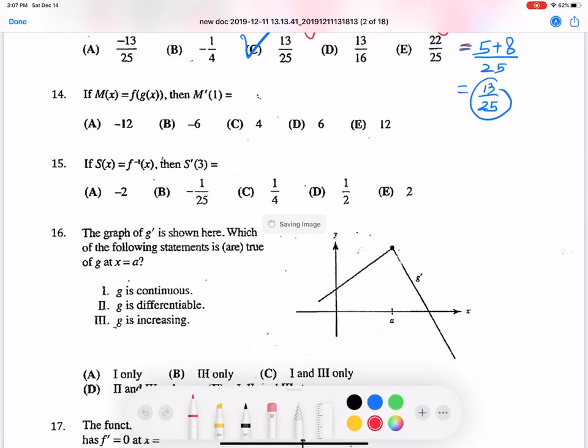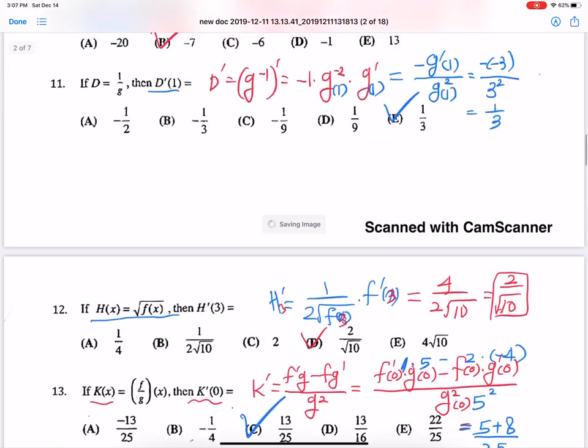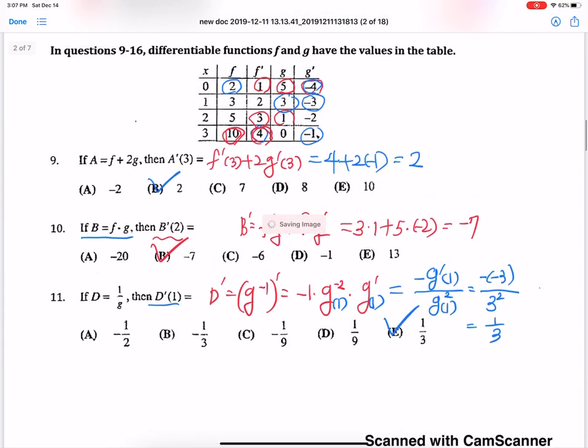Number 14, m(x) equals f of g of x. What is m prime of 1? So m prime is f prime of g(x) times g prime of x by chain rule. Okay, so m prime of 1 is f prime of g1 times g prime of 1. So we need g1 and g prime of 1 first. g1 is 3, g prime of 1 is negative 3.